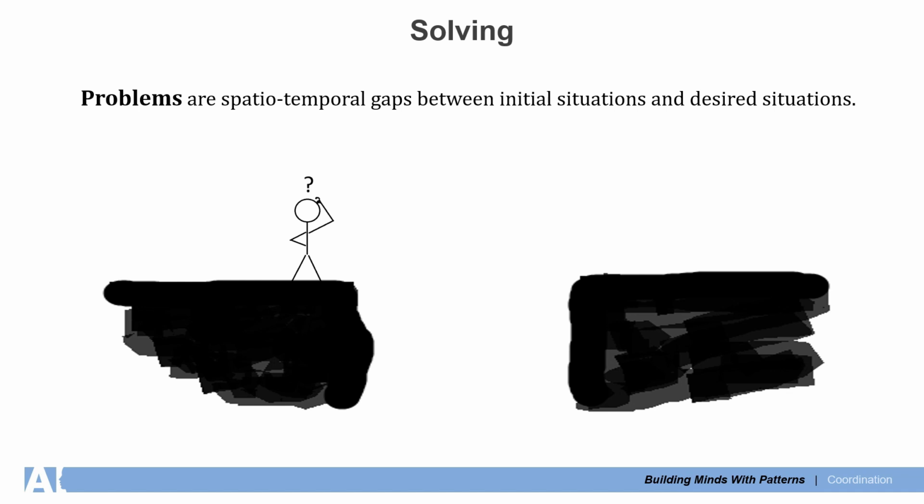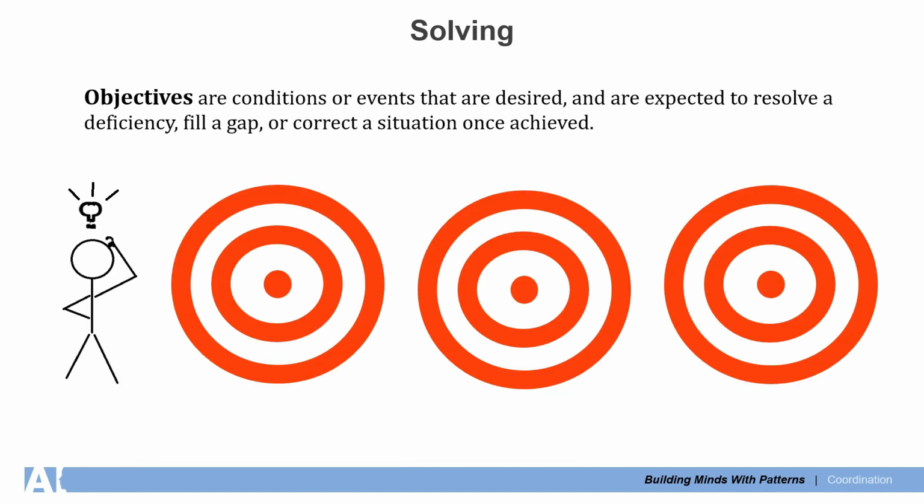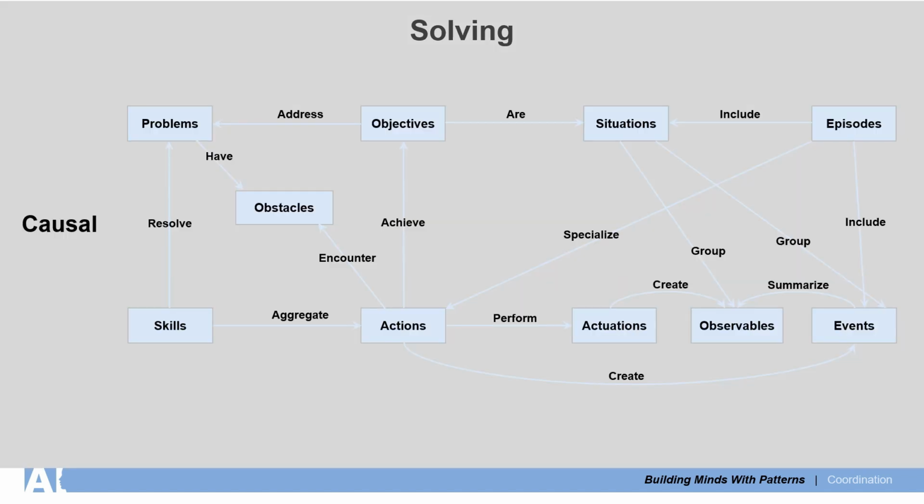Problems are spatio-temporal gaps between initial situations and desired situations. Obstacles are causal contradictions that expose differences between expected and unforeseen situations. Objectives are conditions or events that are desired and are expected to resolve a deficiency, fill a gap, or correct a situation once achieved. Here's what it looks like when it's mapped out in a conceptual graph.